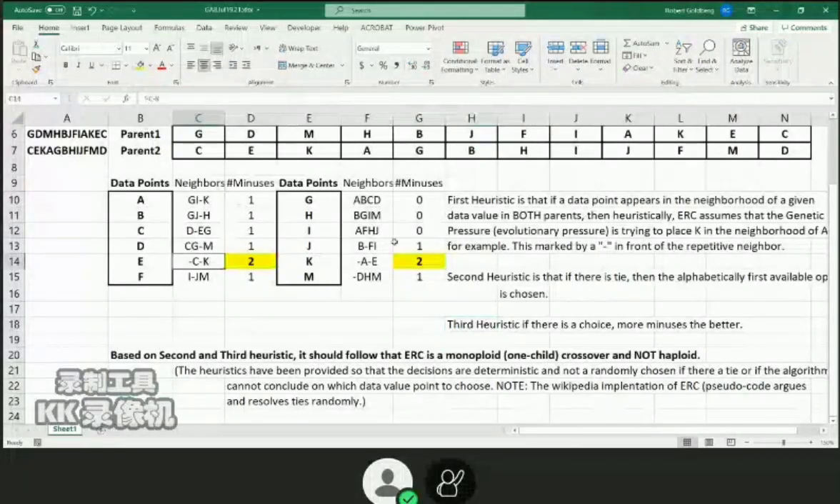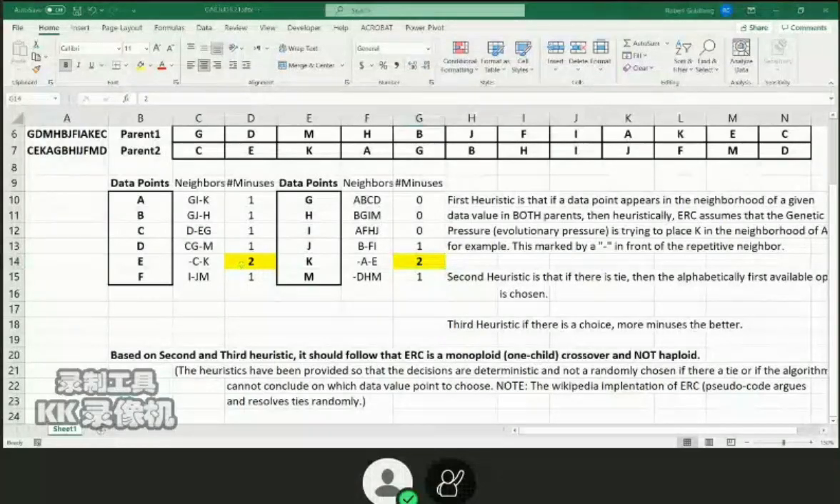Right? But which one? Now we have a tie. E has minus C minus K. Let me verify that. Yes, good. And K, let's see, K has AE, yes, good. Okay, so both the E and K data points have SCK. K has AE, but both of them have 2 minuses. That's a tie. But if it's a tie, what do we do? Heuristic number 2 says alphabetically choose. So who comes first? The E will come before the K. Correct? The E will come before the K.